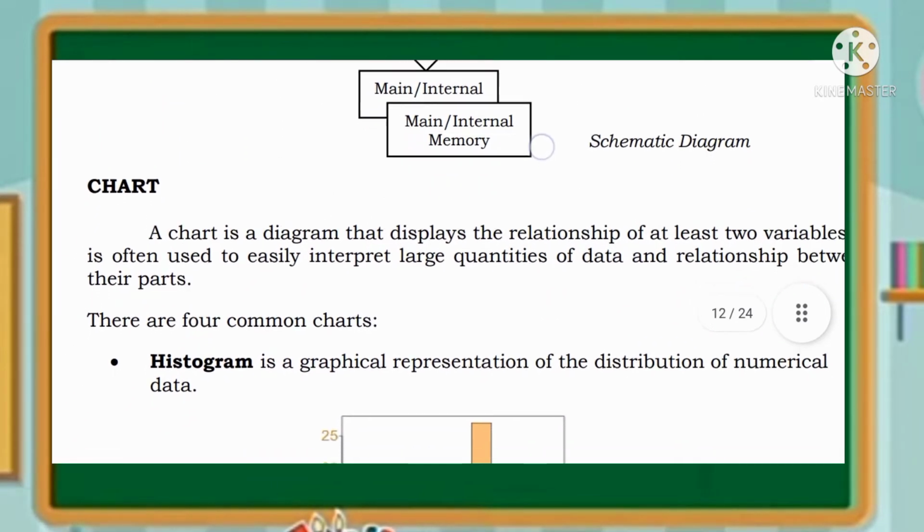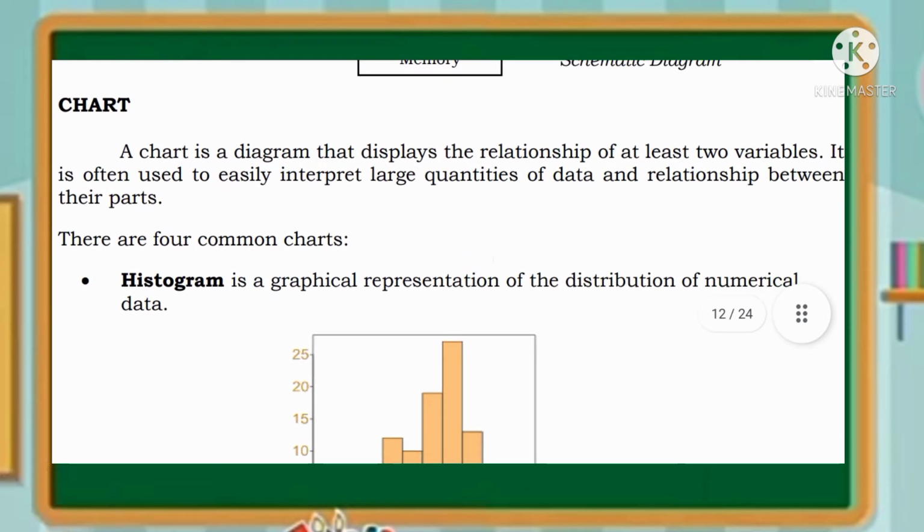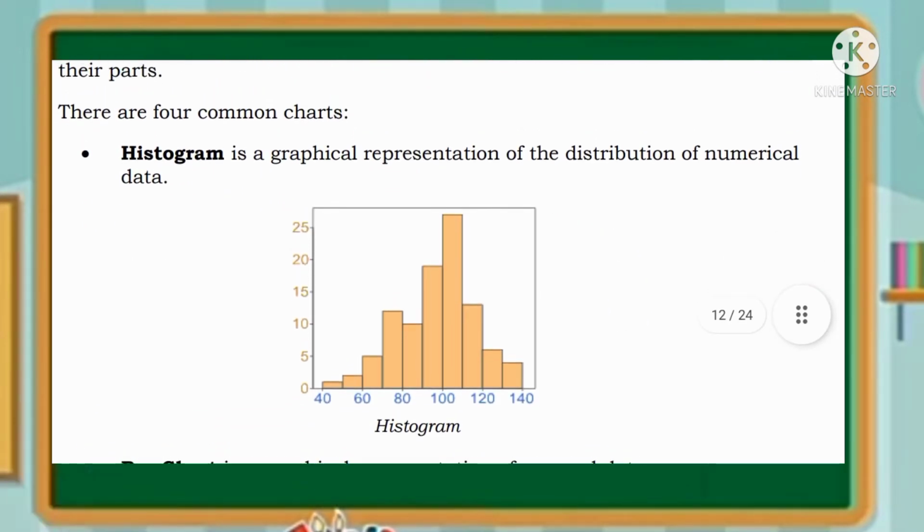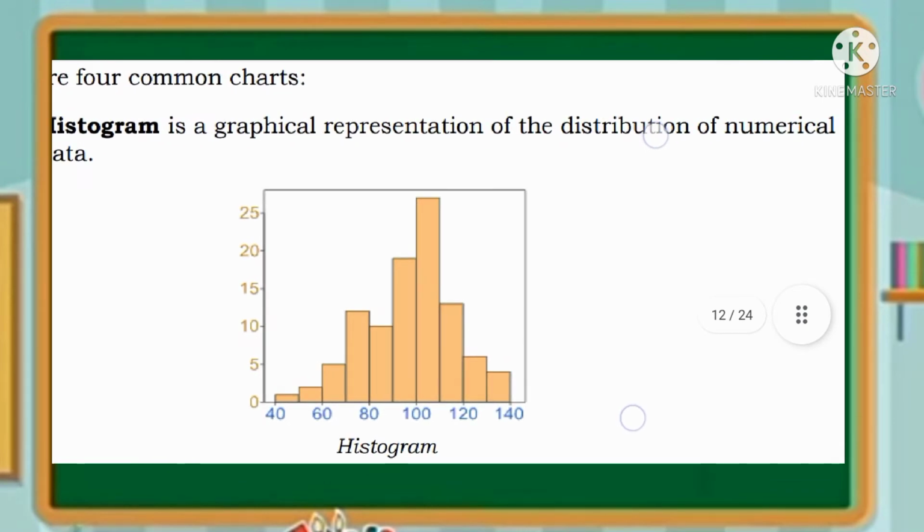The next is the chart. A chart is a diagram that displays the relationship of a list of two variables. It is often used to easily interpret large quantities of data and relationships between their parts. Actually, there are 4 common charts. The first one is the histogram. It is a graphical representation of distribution of numerical data. This is an example of a histogram.